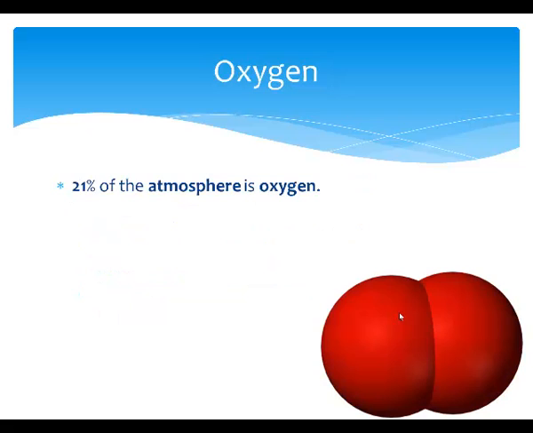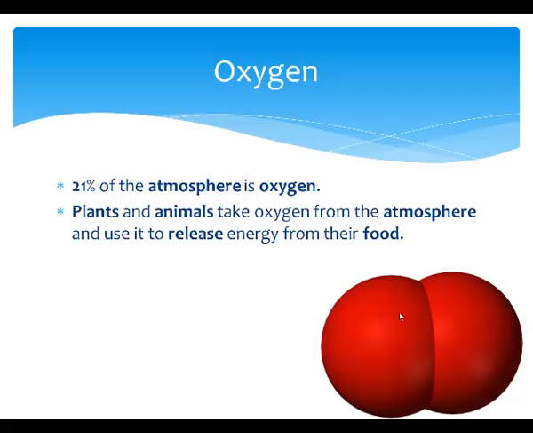Oxygen. 21% of the atmosphere is oxygen. Most of that oxygen is in the form of O2, oxygen gas. So two oxygen atoms combined together, much like the picture you see in the bottom right-hand corner here. Plants and animals take oxygen from the atmosphere and use it to release energy from their food. And yes, plants do use oxygen gas.